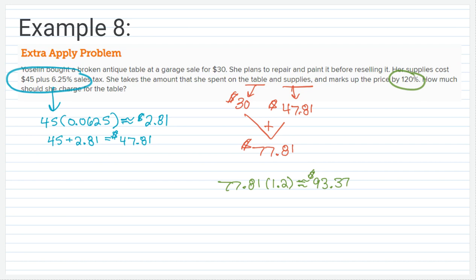So to figure out my final answer, we're going to be taking the $77.81 that I spent on the table and supplies, and we're going to add the markup amount, which was $93.37. And so adding that to the $77.81, we're going to end up with a total of $171.18. So $171.18 is what she is going to sell that table for.